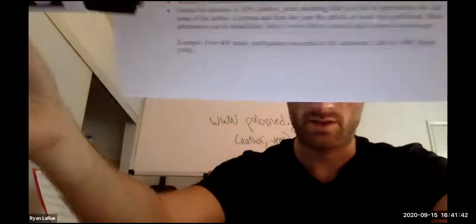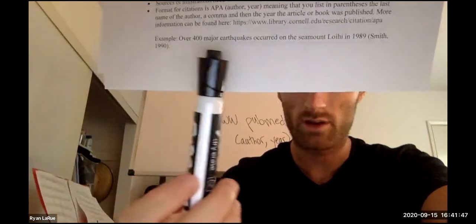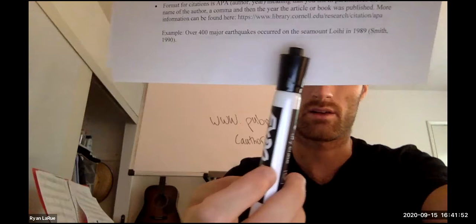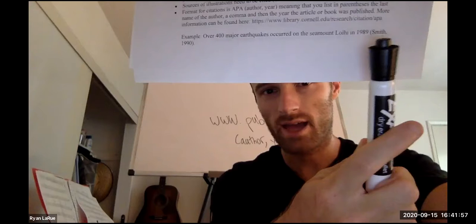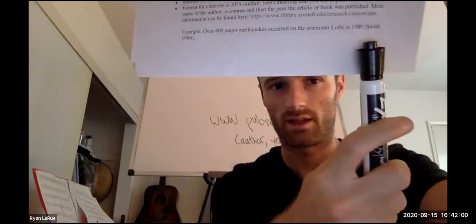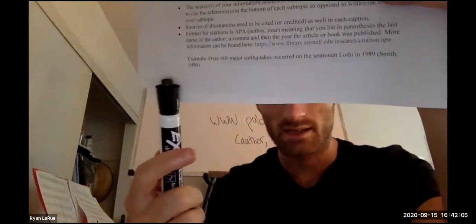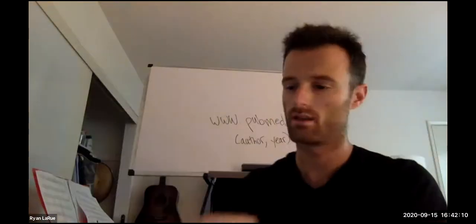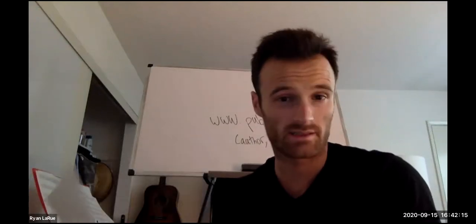So I can actually show you guys. Here's an example. You would have a sentence like this: Over 400 major earthquakes occurred in this town. So you researched that, right? Where did you find that information? In the text of your paper, you would have the author's last name, which is Smith, and the publication year, 1990, just like that. You'll have those throughout your text. It doesn't need to be after every sentence.